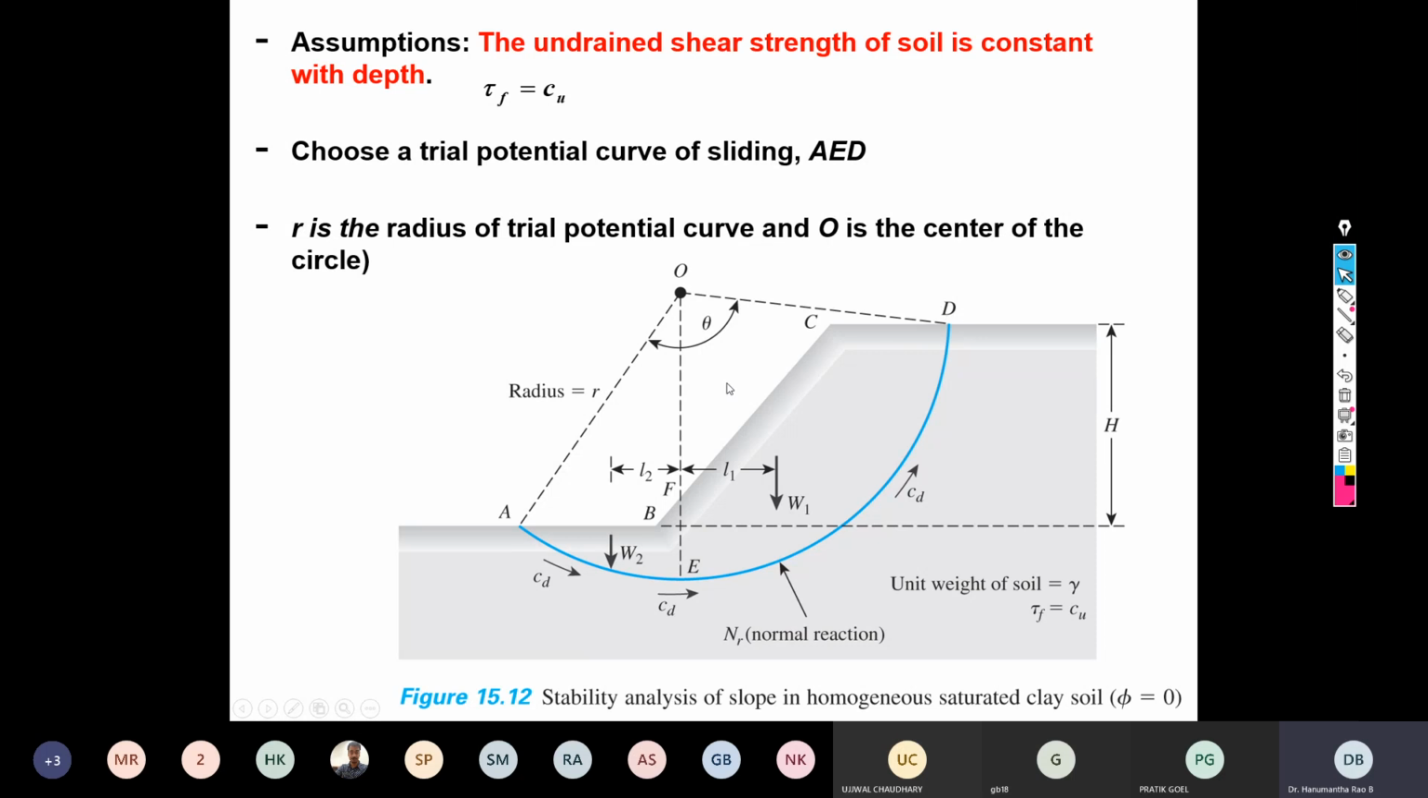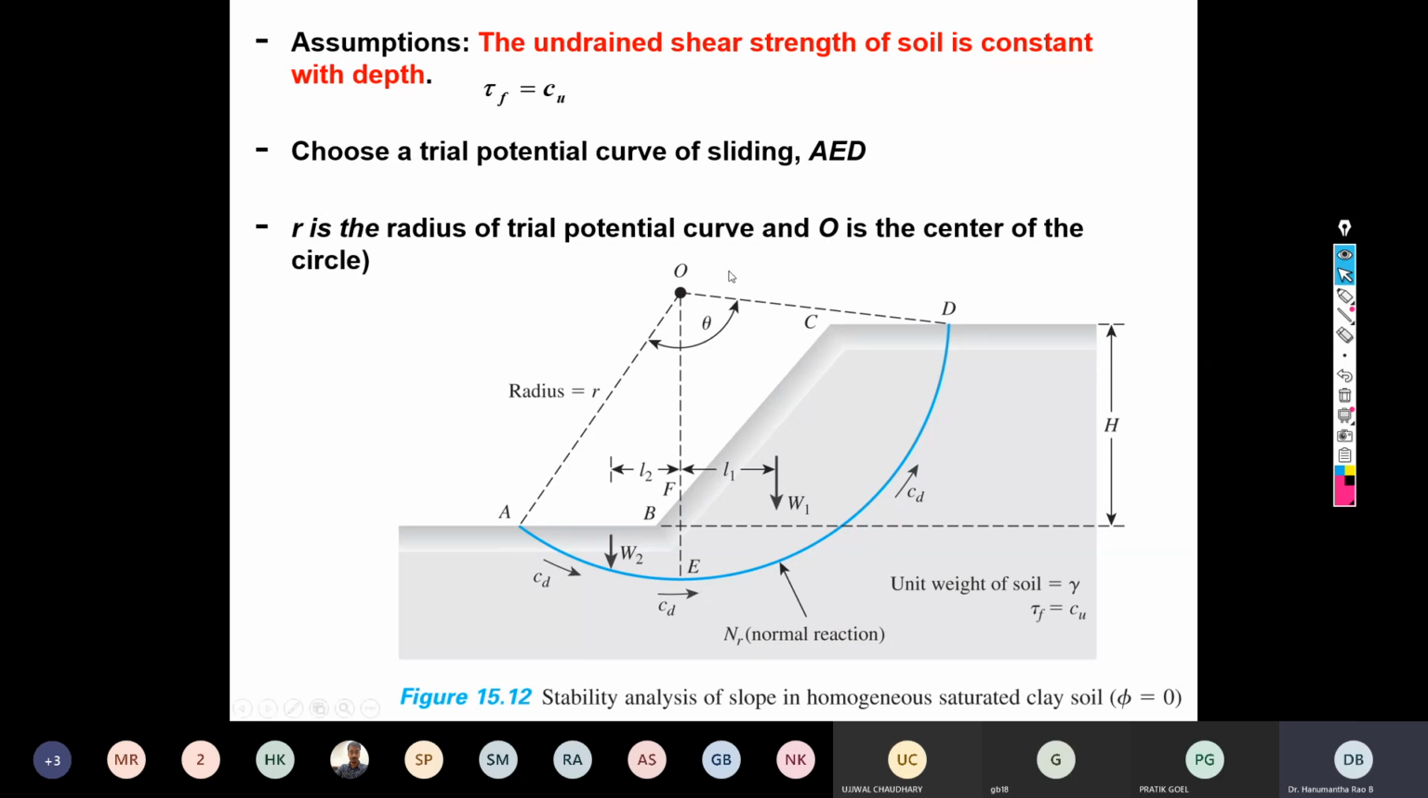So initially, I do not know what is the radius of the circle, where is the location of the center of the circle, and what is the theta value. I do not know anything about all these slip circles. So in fact, one has to determine the radius of the slip circle and the location of the center of the slip circle. These are your aims during the determination of the factor of safety.